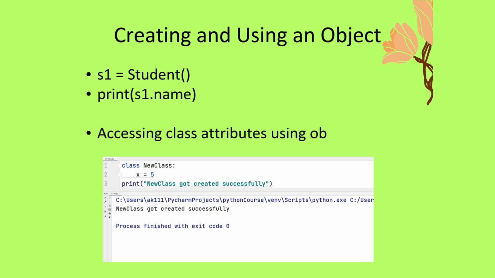Creating and using an object. Let's create an object using the class we just made. s1 equal to Student, print of s1.name. When we run this code, it prints John because that's the default name in the class. What's happening here is Python creates an object in memory that has access to the class variables and methods. You can create multiple objects from this same class, each behaving like a separate real world entity.